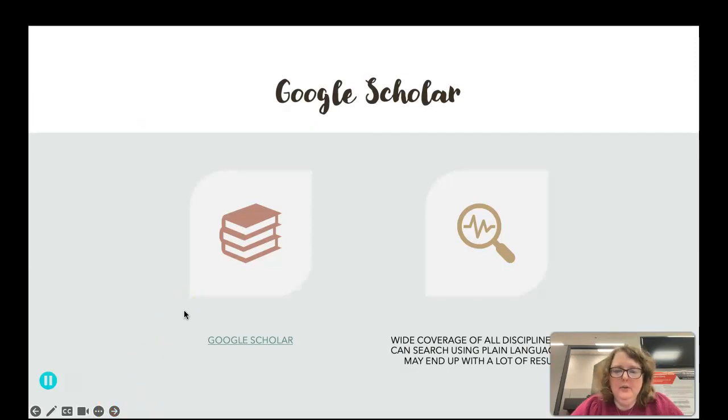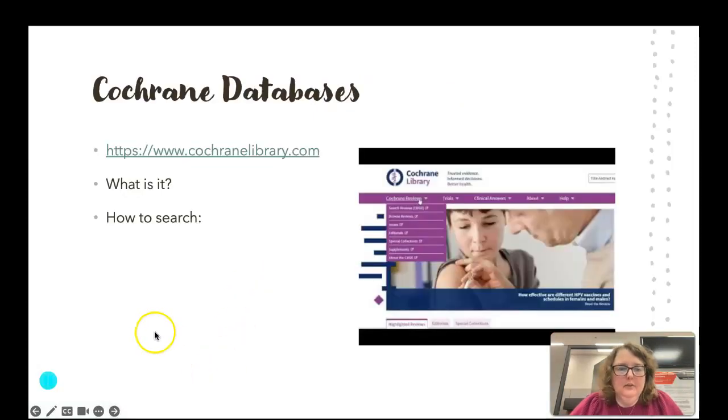Let's talk a little bit about Google Scholar. Google Scholar has a wide coverage of all disciplines, but you can search using plain language. The advantage of searching using Google Scholar is that you might end up with a wide variety of results.